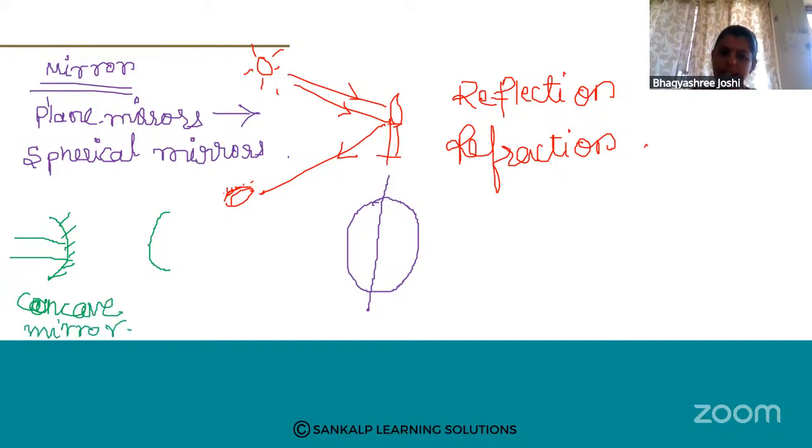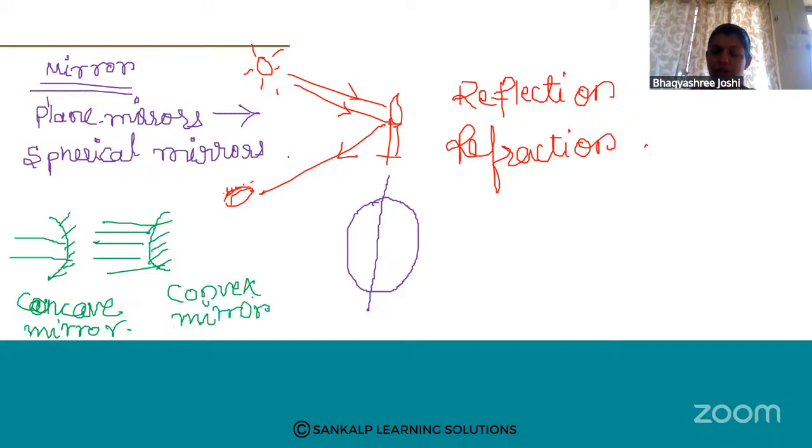Another mirror. This is the inward part and this is the outward part. When the outward part is meant for the reflection and the other surface is coated, such types of mirrors are called convex mirrors. That means in spherical mirrors, we are going to observe two types of mirrors: one is the concave mirror and another one is the convex mirror.